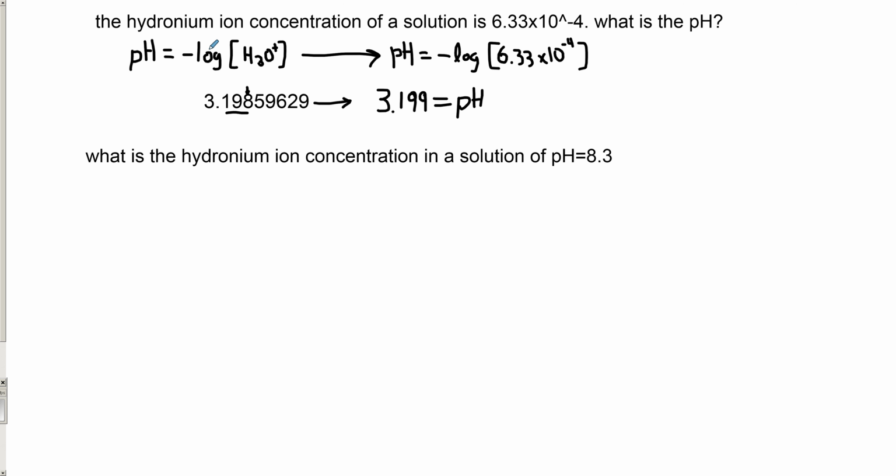So H3O concentration equals 10 to the power of negative pH. So our H3O concentration in this example is 10 to the power of negative 8.3. So I just have to throw it into my calculator. 10 to the negative 8.3.